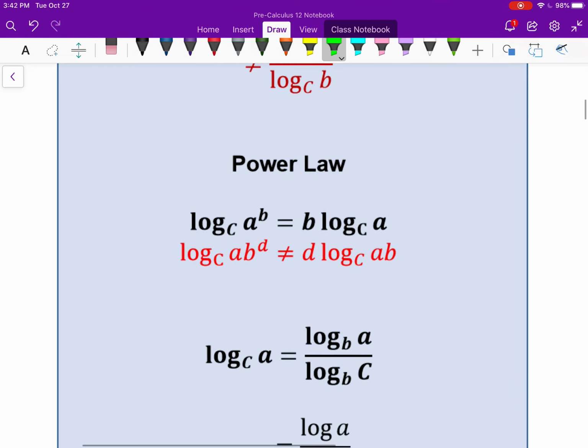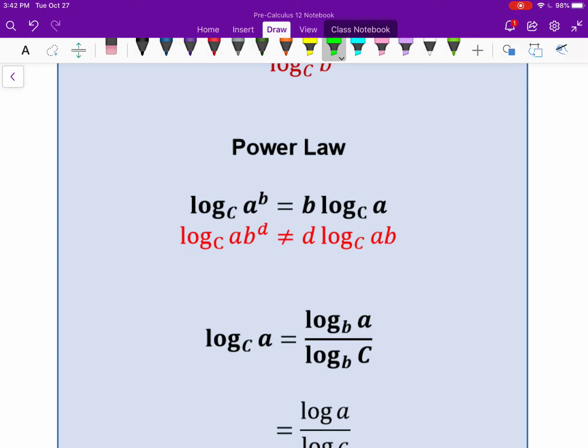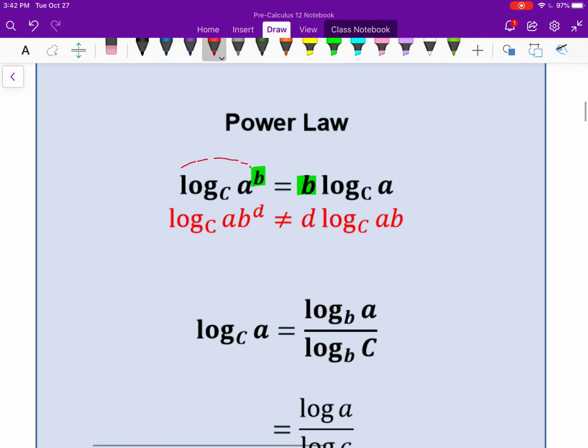The power law, probably the most important one actually, is if you have a logarithm where the input is all being raised to a power. Again, that a, all of it, is being raised to the power of b. That's the same as having that b as a coefficient. And quite often we imagine moving the power to the coefficient. We're not really moving it, we're rewriting it. They're equivalent. And that's probably the most important of these logarithm laws. This one will come up the most, although they all come up to some extent.